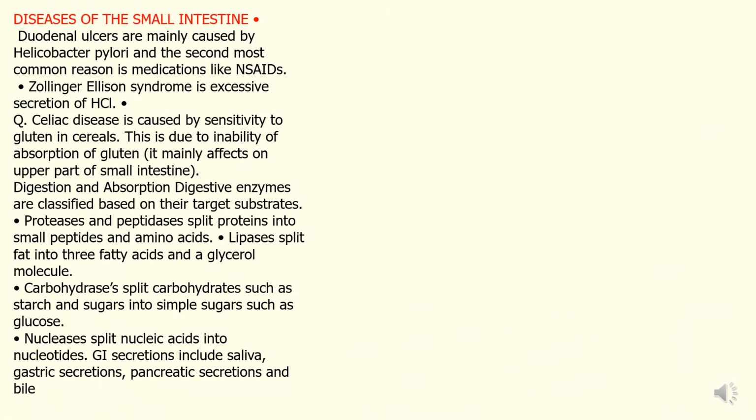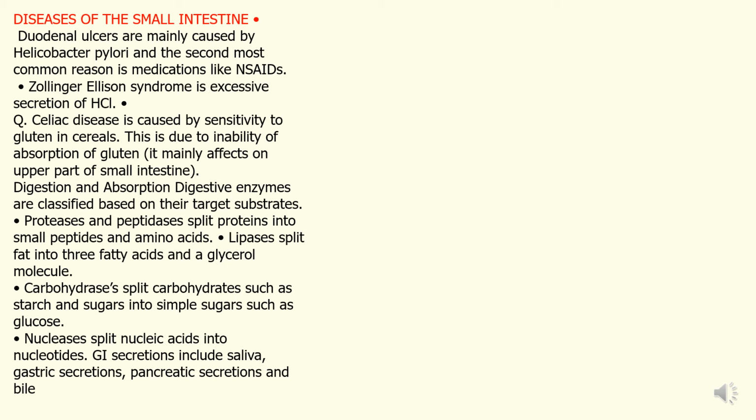Diseases of the small intestine. Duodenal ulcers are mainly caused by Helicobacter pylori, and the second most common reason is medication like NSAIDs. Zollinger-Ellison syndrome is excessive secretion of HCl. Celiac disease is caused by sensitivity to gluten in cereals. This is due to inability of absorption of gluten.